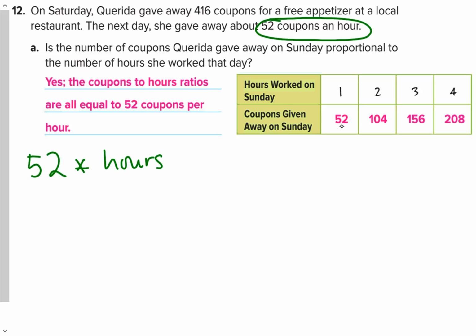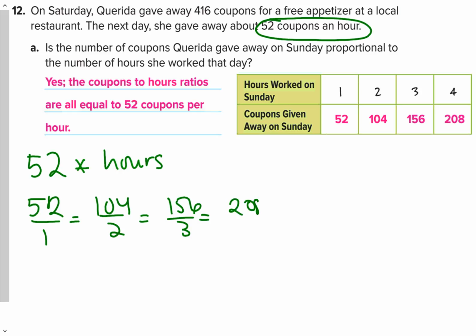So we multiplied 52 times 1, 52 times 2, 52 times 3, and 52 times 4. So all of that ended up to be proportional because 52 over 1 equaled 104 over 2, equaled 156 over 3, and that equaled 208 over 4. That all equaled 52. So yes, the coupons to hours ratios are all equal to 52 coupons per hour.